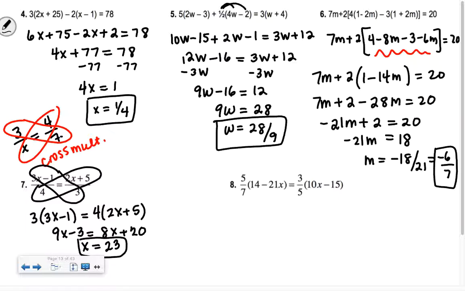All right, and then we might have fractions. Just because we see fractions doesn't mean you get scared and don't do the problem. Some of my students have fraction phobia. Does anybody admit to fraction phobia?